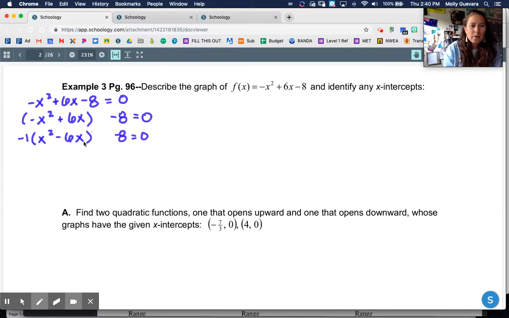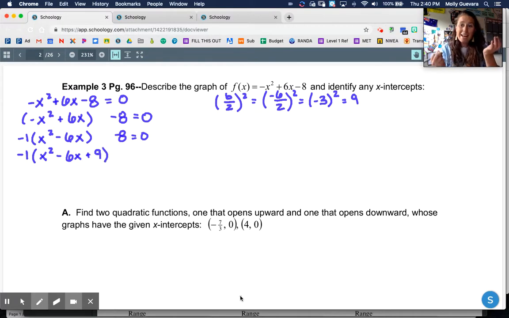Okay, now I want to find a number that goes on the end of this so that I have a perfect square. So x squared minus 6x plus something. And we don't know what that something is, so we're going to find it. So b over 2 squared. Well, my b is negative 6. Negative 6 over 2 squared is negative 3 squared, which is 9. So I'm going to add 9.